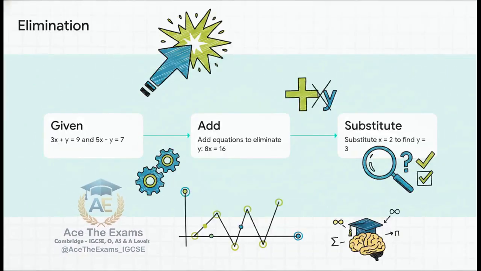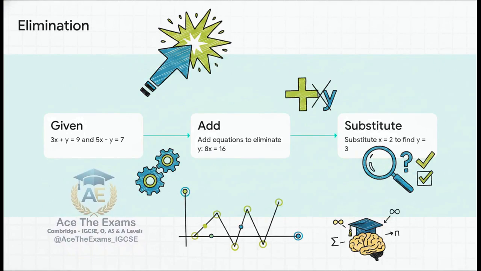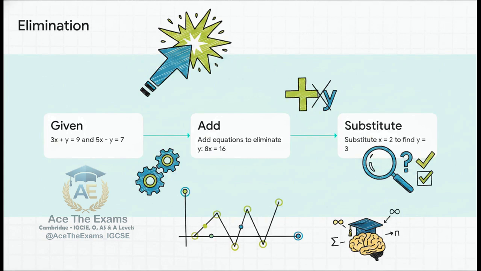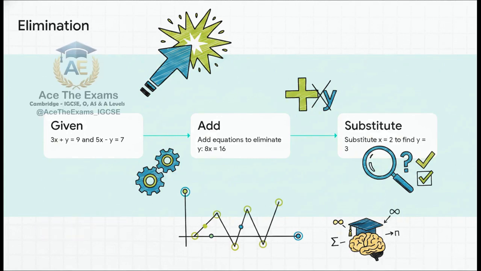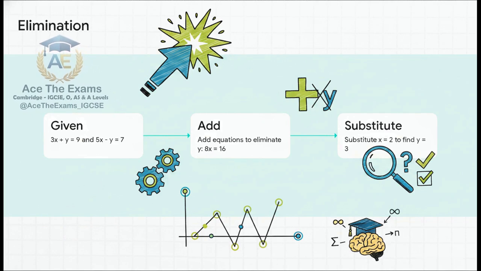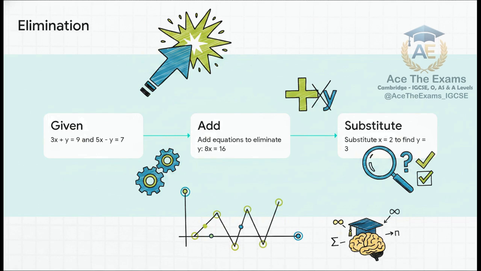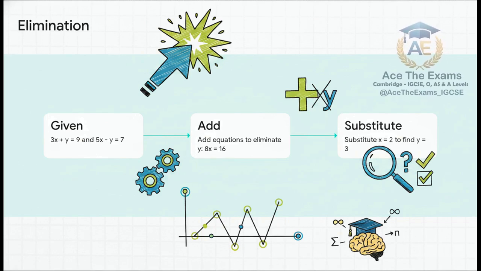This brilliantly illustrates how simply adding two equations together perfectly eliminates the y variable, leading you straight to the answer. Let's walk through this specific example step by step, just like you would in the exam. Equation 1 is 3x plus y equals 9. Equation 2 is 5x minus y equals 7. Notice anything? Look at the plus y and the minus y.